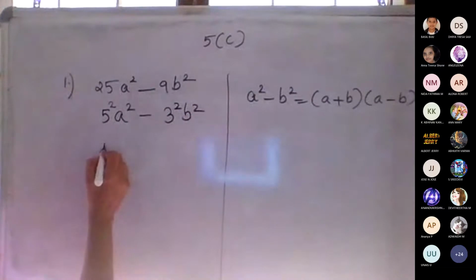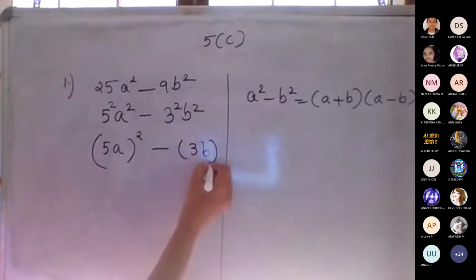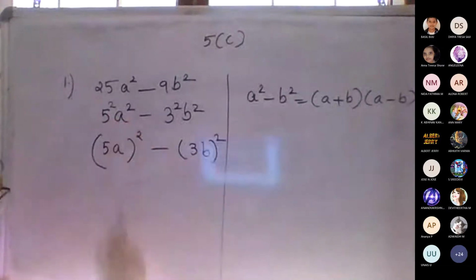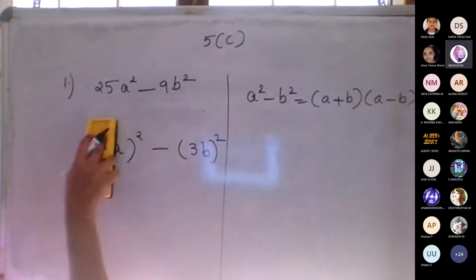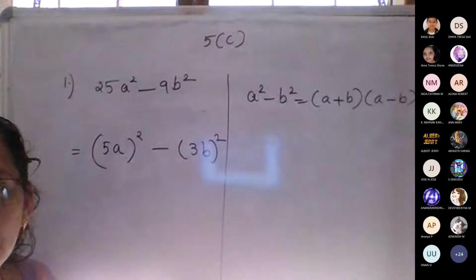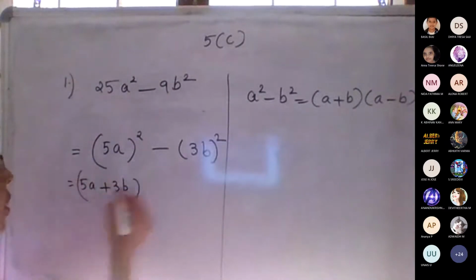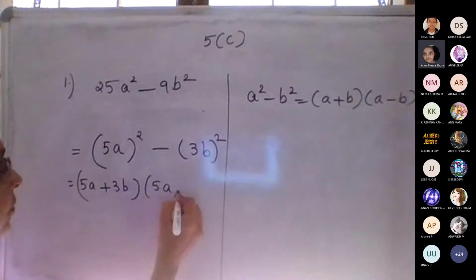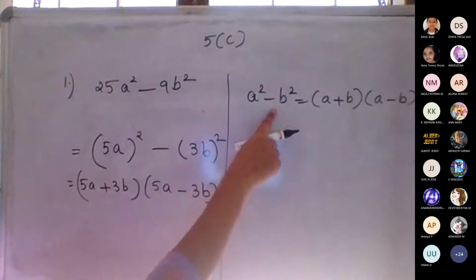Then in the next step you can write 5a, that square is common. So that means 5a the whole square minus 3b the whole square. This way it is coming. So no need of writing 3 square, 5 square. Directly you can write this. So that will be 5a plus 3b into 5a minus 3b. So this is in the form of a square minus b square.